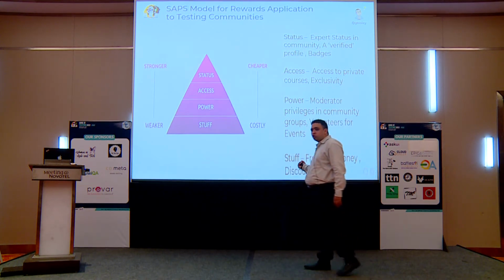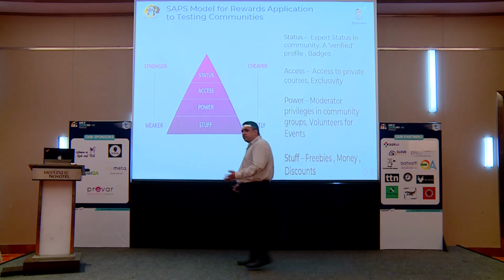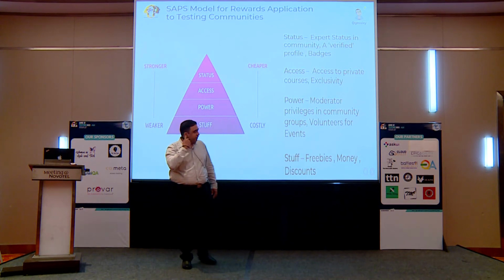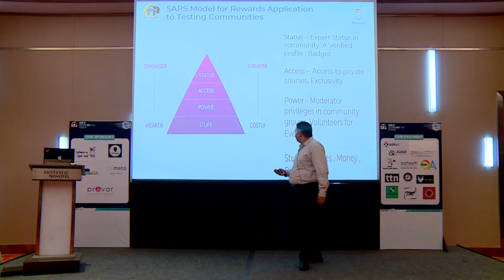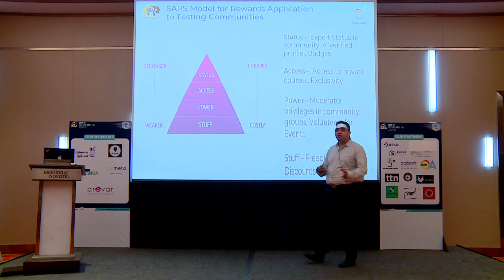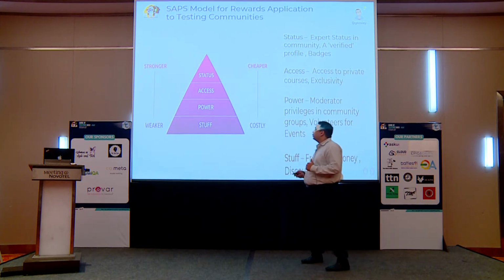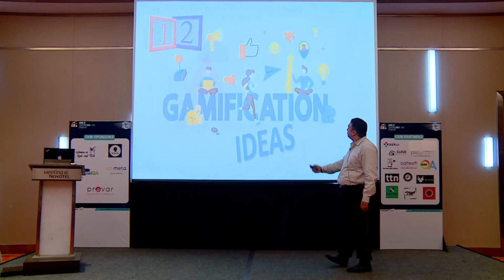The last is stuff. So this is again costlier, like freebies, getting t-shirts out there today. So these are also ways you get discounts, you get money. So this require a little bit costlier but weaker in terms of the satisfaction that you get. So this is basically the SAPS model for it.